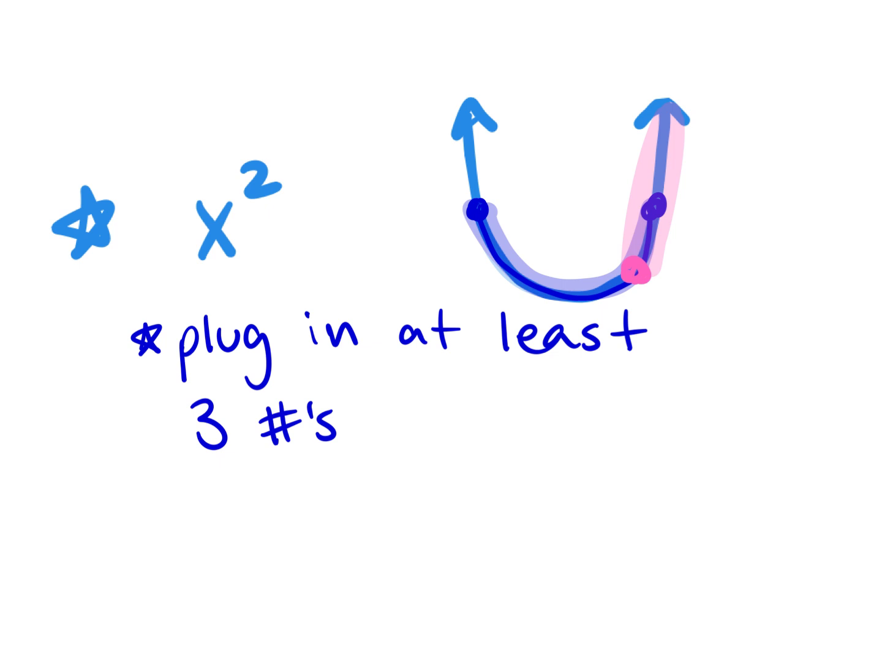With lines, you really only need 2. You need your starting point and you need the direction. With x squared graphs, you want at least 3. That way you know which piece of the parabola that you're talking about.